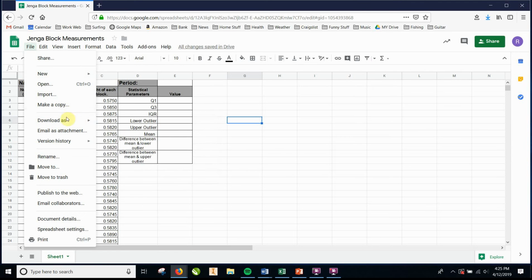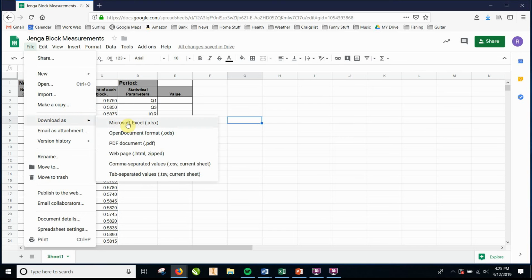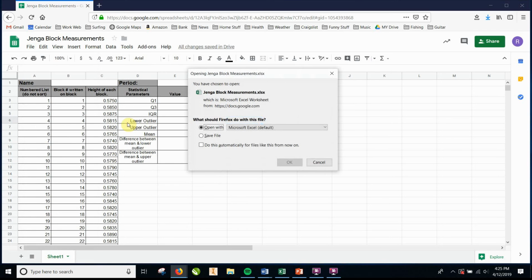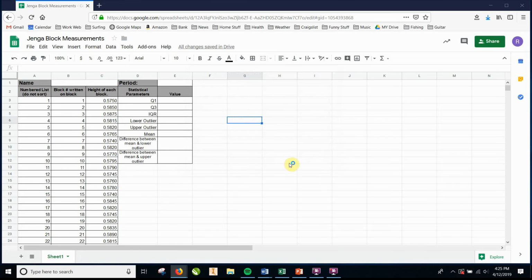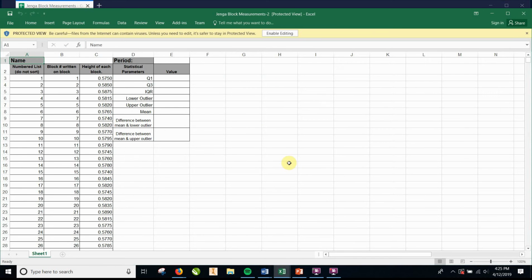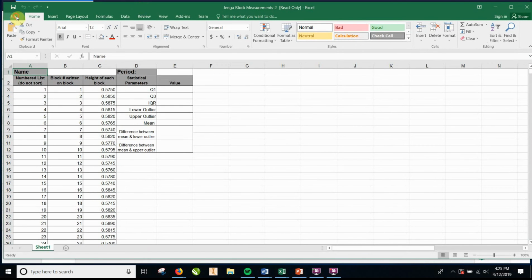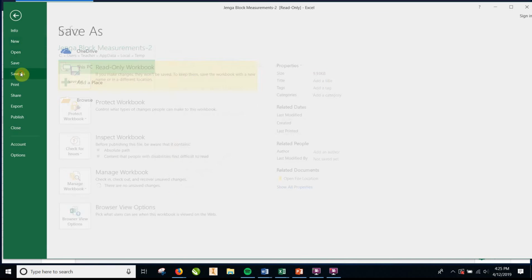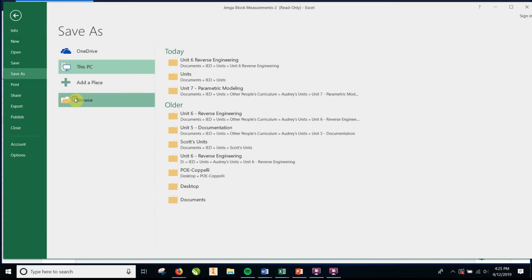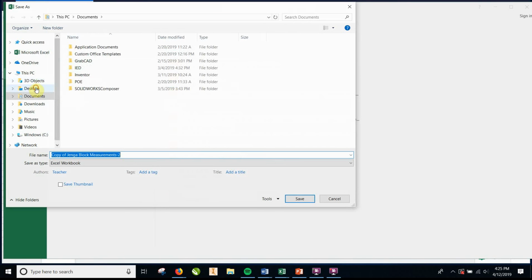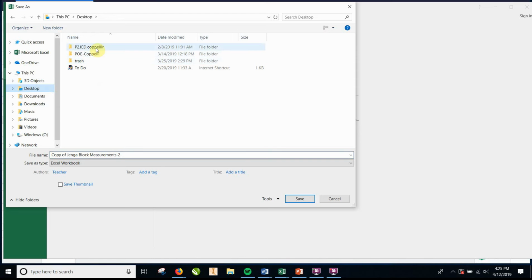So to do that, you go to File, Download As, and click on Microsoft Excel. It's going to tell you this and press OK. Yes, you want it to open that. All right, so this opens up, and of course, we're going to enable editing. Right now, let's go ahead and save this. Save as. We're going to browse. This is going to be on our desktop. Put it in your folder.